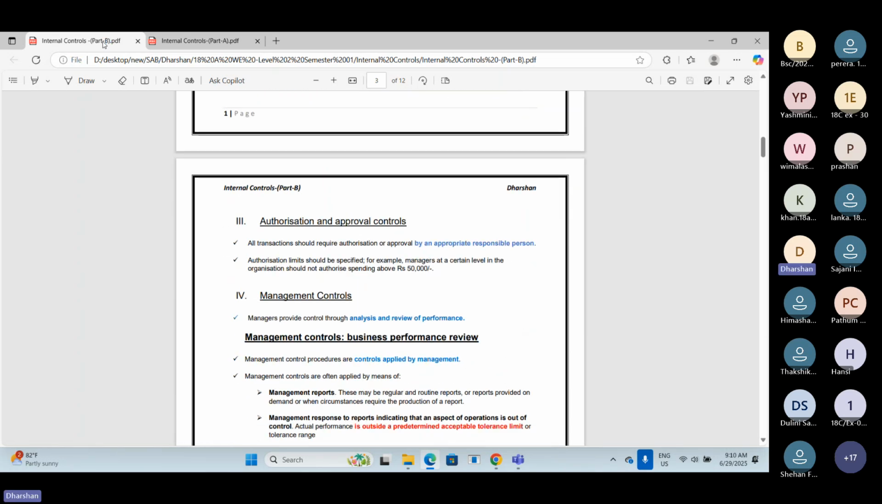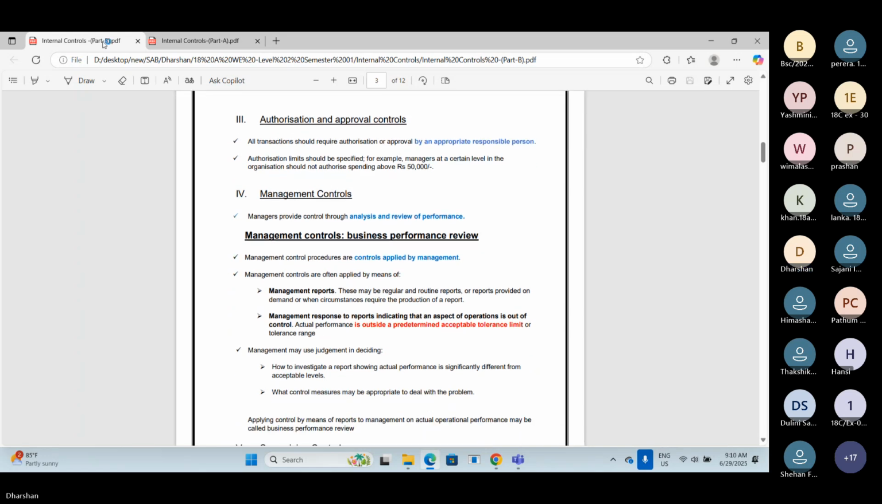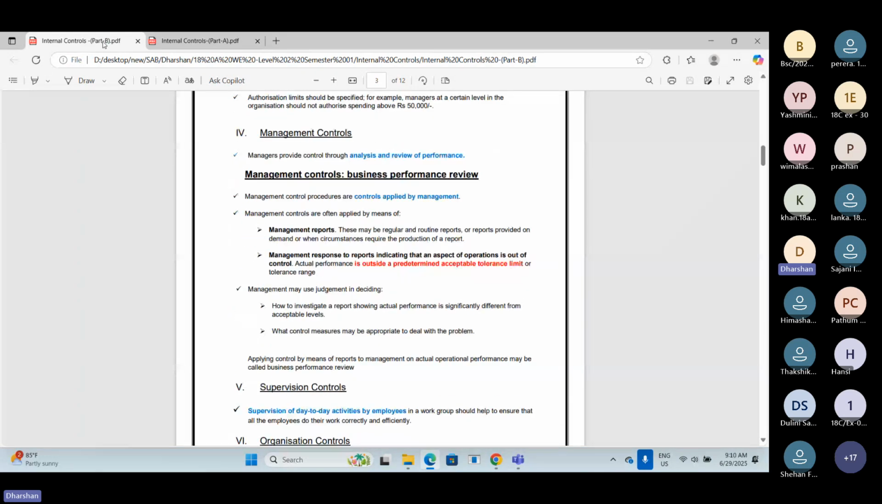And authorization and approval, it's a simple one. If any person is involved in the approval process or authorization process, those controls will come under this topic. Next, management controls. With this only we stopped last class.